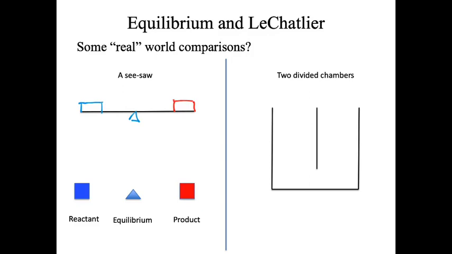What's that? Move the reactant to the middle. We'll address motion of stuff in a second, but no. What else could we do to this equilibrium? Because this equilibrium is now defined by that fulcrum.